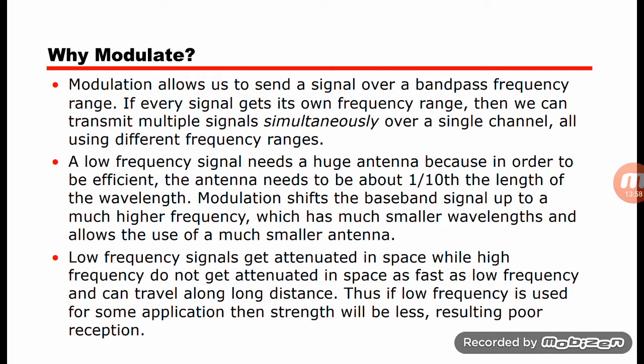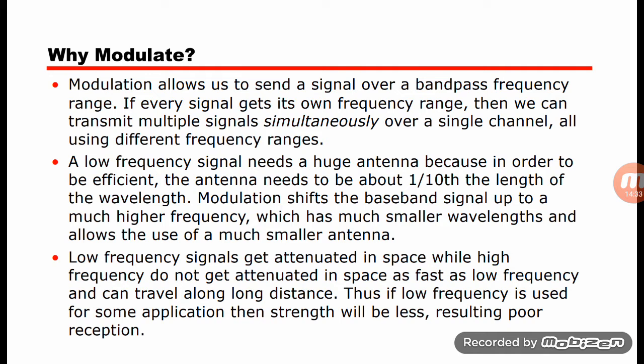So low frequency signals get attenuated in space, while high frequency signals do not get attenuated in space as fast as low frequency. And the high frequency signals can travel long distances. Low frequency signals cannot travel long distances. Thus, if low frequency is used for some application, then its strength will be less, resulting in poor reception. So if you send your signal at a low frequency, you are going to face these problems. Okay. So these are the reasons that we try to modulate our signal.